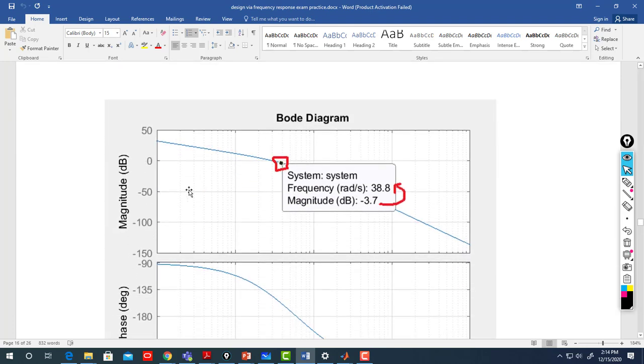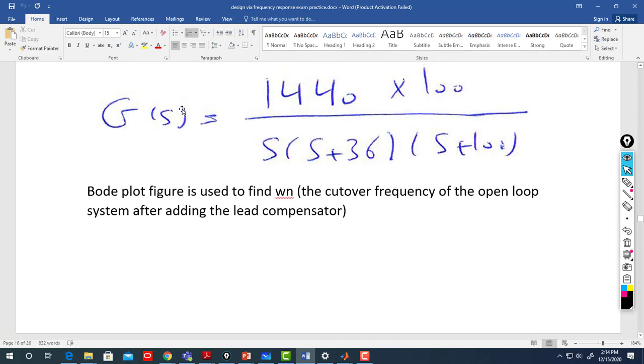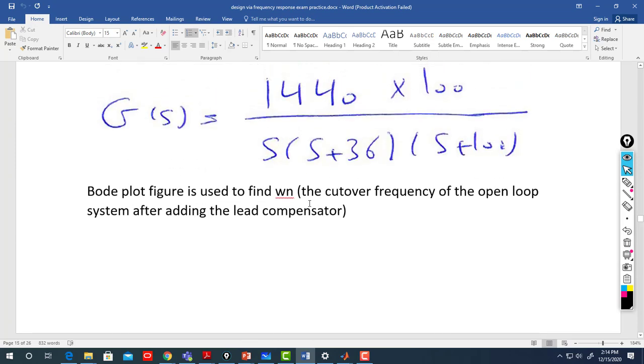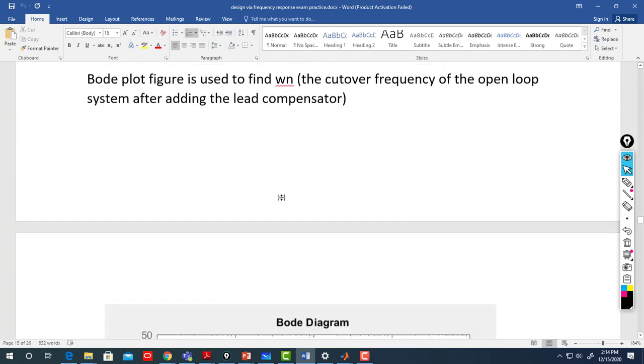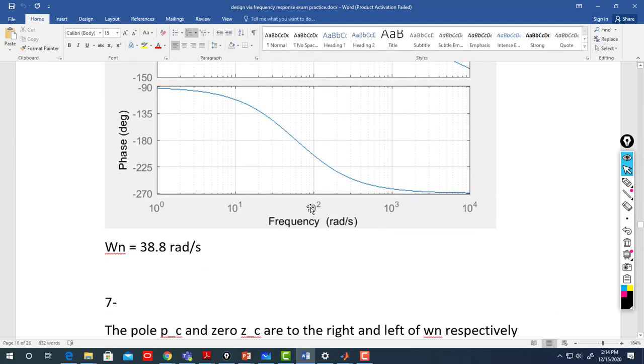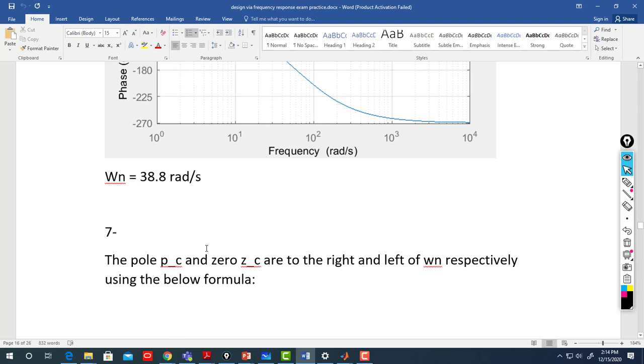So now what I did here, as you see, I drew the Bode plot of this simple transfer function in MATLAB, and I get the cutover frequency, which is omega n. At 0 decibel I have a frequency of 38.8. So now my cutover frequency is 38.8 radians per second.